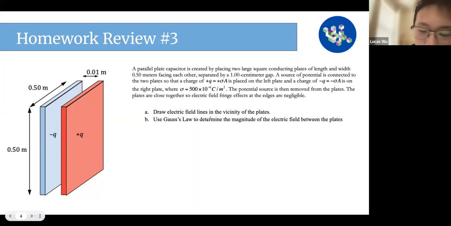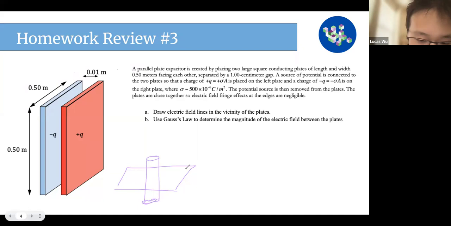So let's first look at electric fields that are not in the region between the two plates, so like outside of the two plates. We're given that the plates are close together, so electric field fringe effects at the edges are negligible. What this is just saying is that I can treat these two plates as infinite plates, right? So remember, if I had an infinite plate, how did I find the electric field? Well, I drew this Gaussian cylinder over here that enclosed some region of the infinite plate, right?